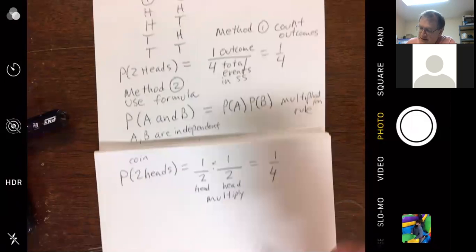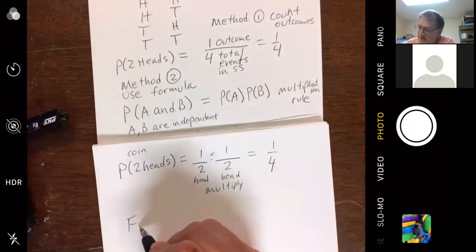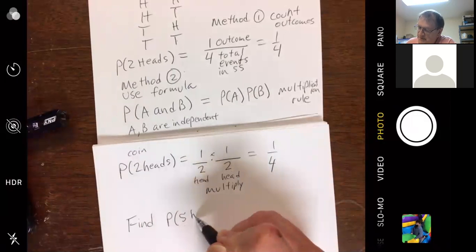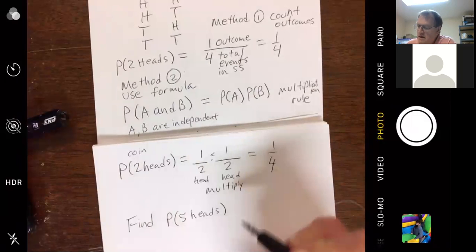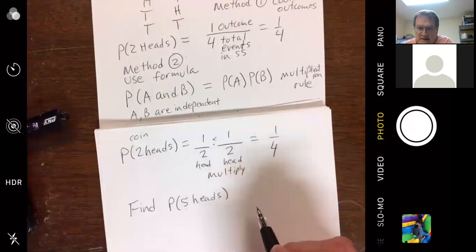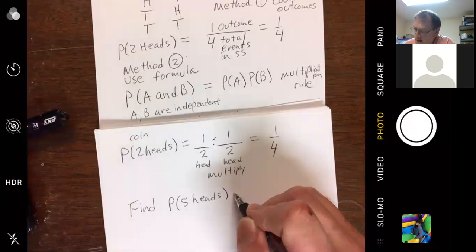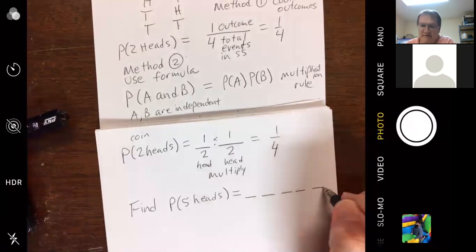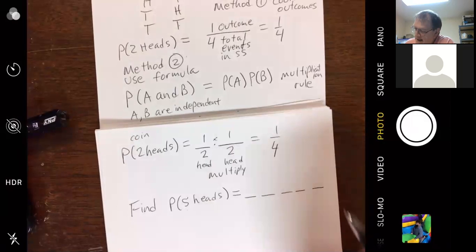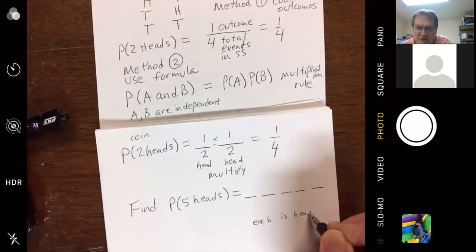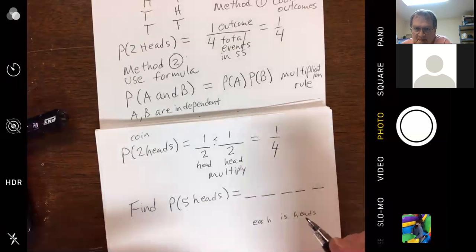But if you wanted to extend this to, say, 5 heads in a row, the formula is going to outshine the chart form. You'll have 1, 2, 3, 4, 5. Each is a heads. What's the chance of getting a heads on every flip? 1/2.